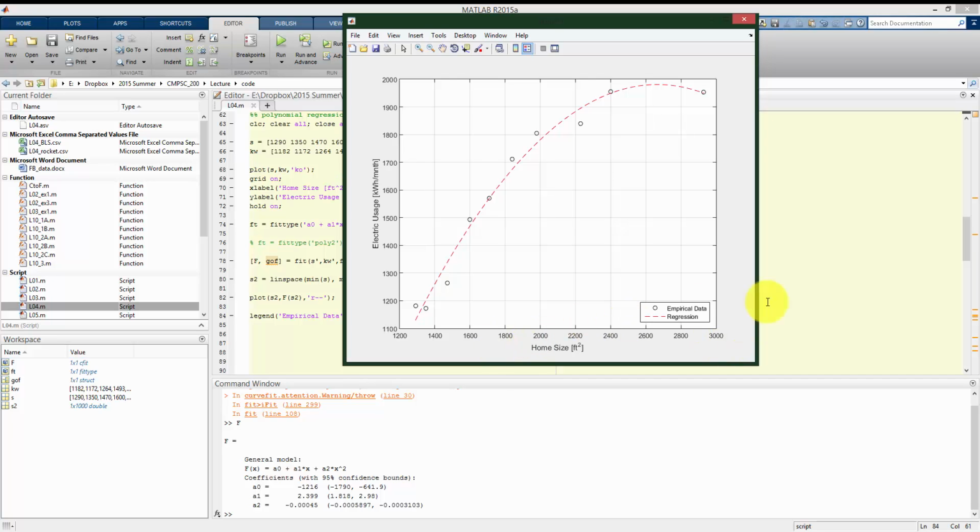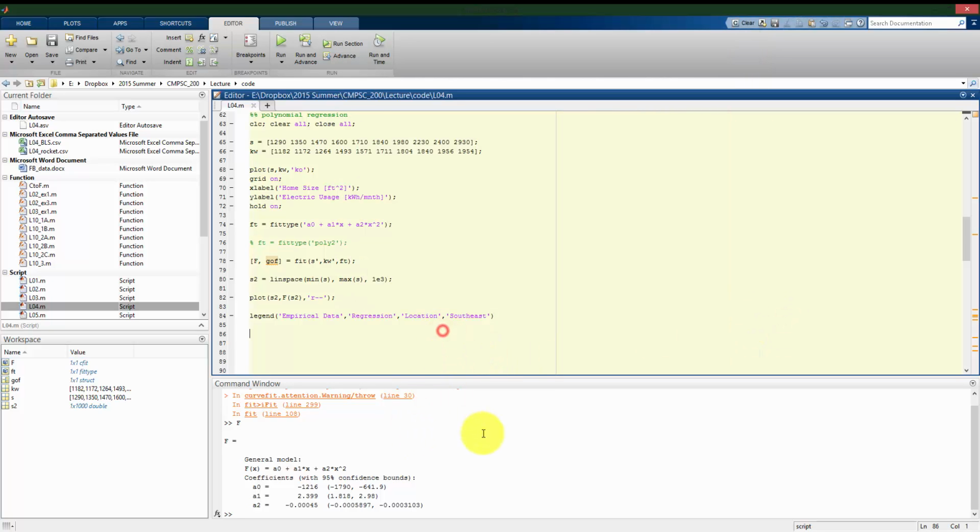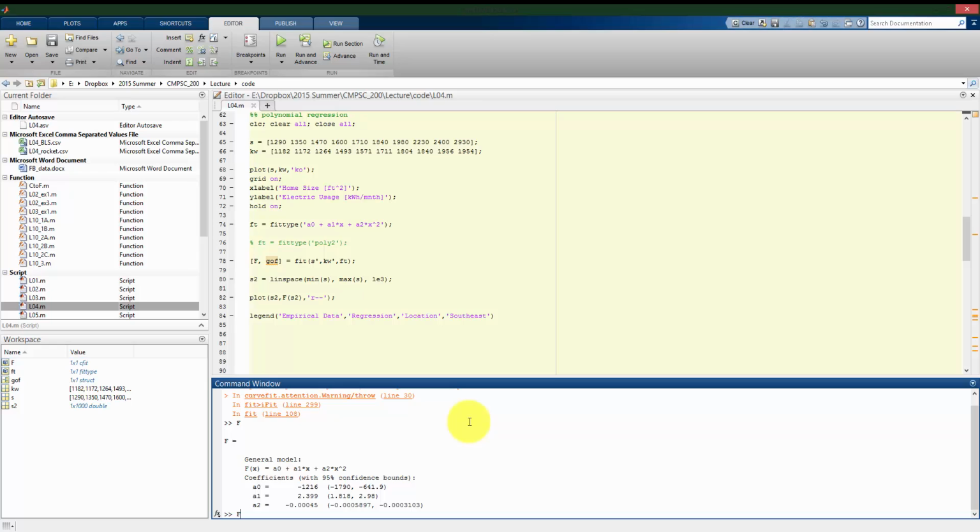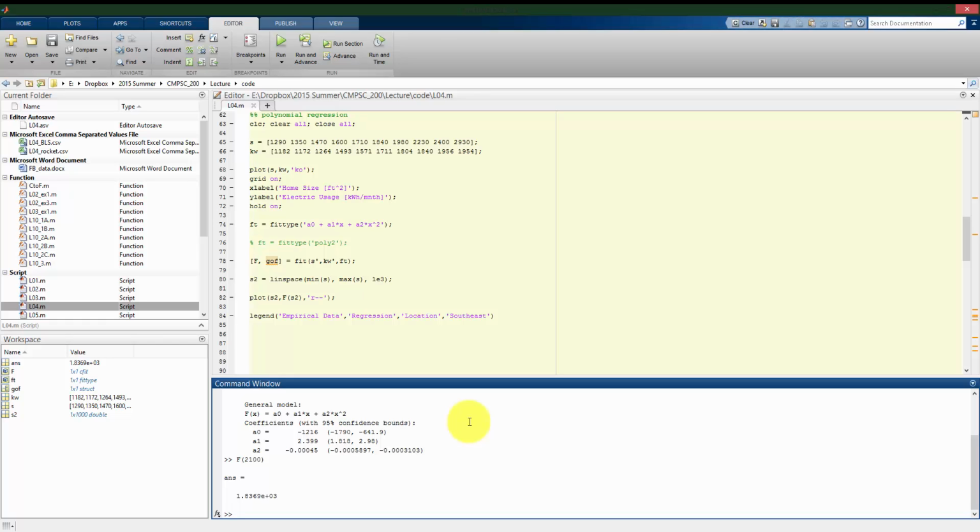Again, 2,100 square feet was not one of the 10 houses that we did measure, but what we can do is, now that we have this fit, this F, I can put in 2,100 square feet, and what can I estimate my monthly electricity use to be? If I type that in, it looks like I'm going to use an estimated 1,837 kilowatt hours every month.